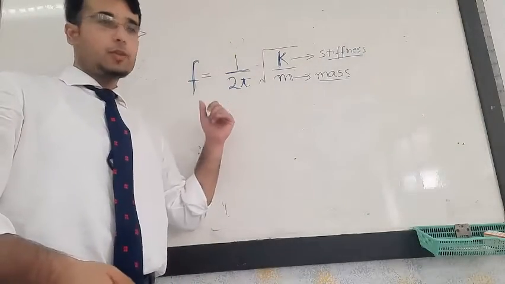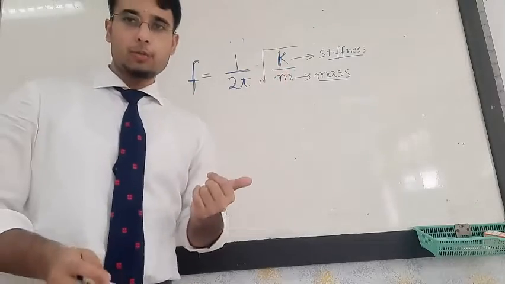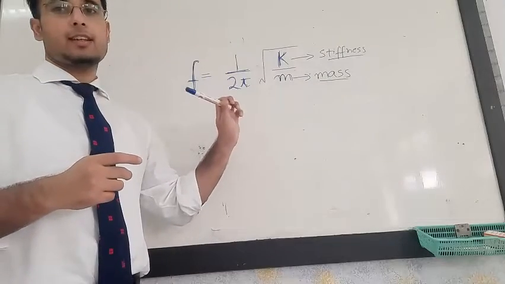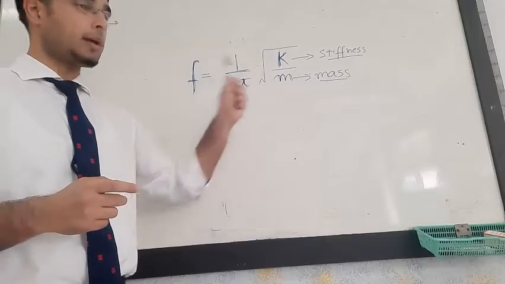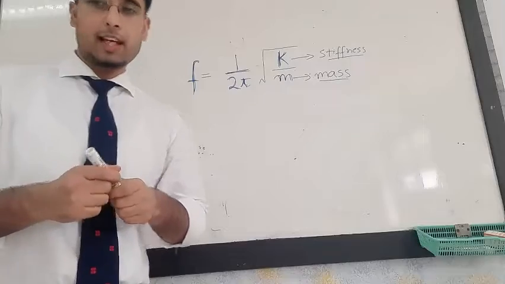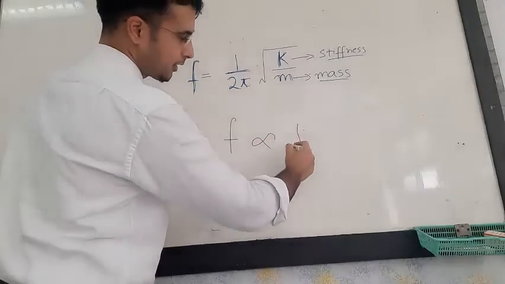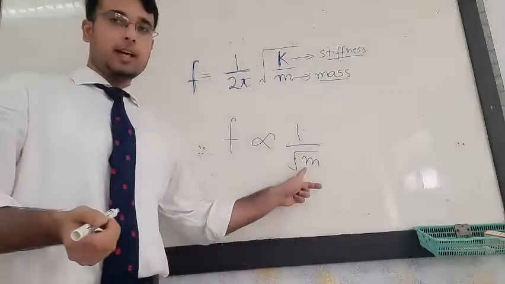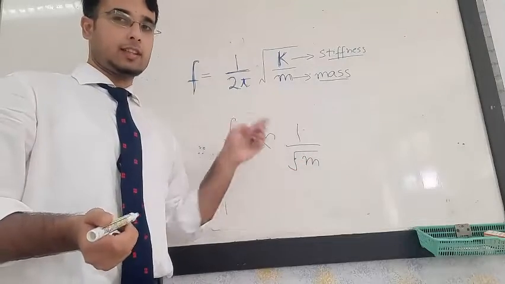This is the relationship between the frequency, mass and stiffness. All the rigid objects that vibrate and produce sound follow this equation, this relationship between the frequency and the mass. The frequency and the mass are inversely proportional. That means, let me write it down first. If you're going to increase mass, the frequency will decrease. If you're going to decrease mass, the frequency will increase.